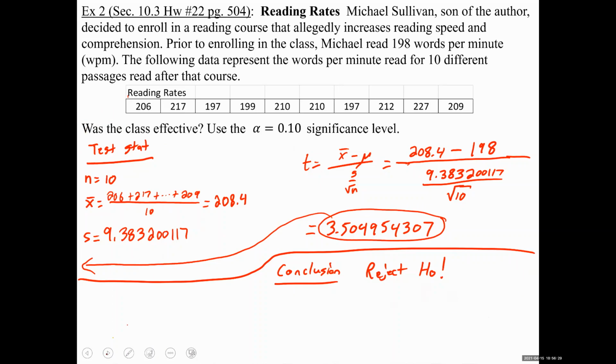I'm just going to write evidence suggests that the class was effective. All right, that's example 2. Questions?